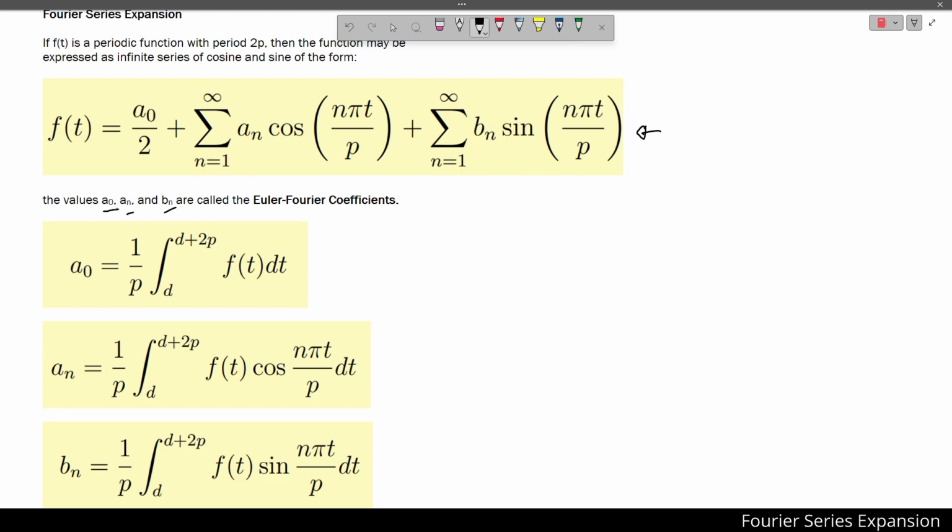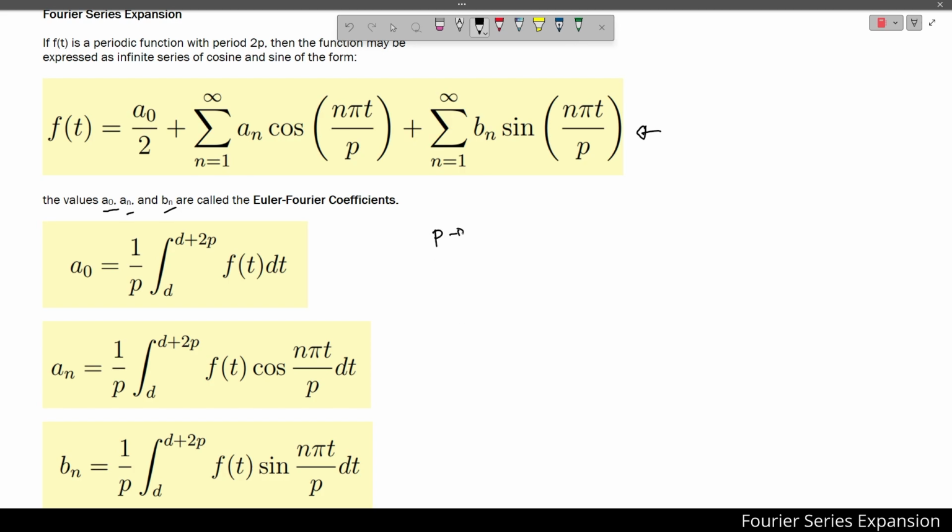The values a naught, a n, and b n are called your Euler-Fourier coefficients and can be calculated from the following formulas. A naught is equal to 1 over p, integrating from d to d plus 2p, f of t dt. A n is equal to 1 over p, integrating from d to d plus 2p of f of t cosine n pi t over p dt. And b n is equal to 1 over p integrating from d to d plus 2p f of t sine n pi t over p dt.